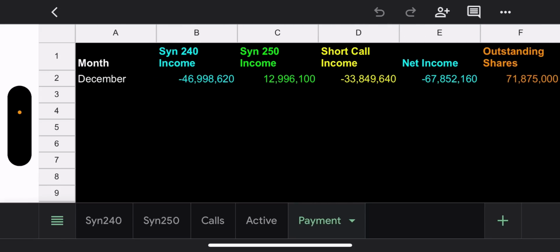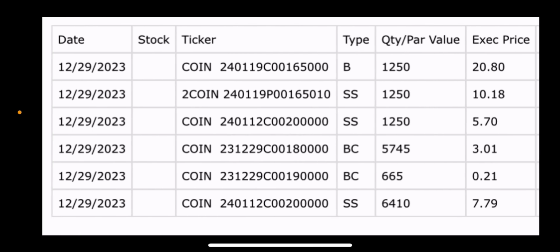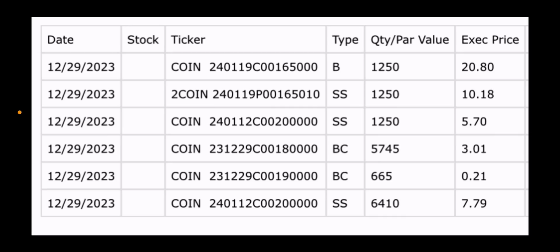Let's go to CONY. And here we are. So again, to read the intraday trades from the website directly, if you look at the top, you see a BSS, right? And then you see the 165, buy call, sell put. That's going to be the synthetic. So they added 1,250 to the synthetic. And then they used the 1,250 and they sold a call. Okay, great. And then again, you see the BCs because it's a Friday, so they did a buy to close.